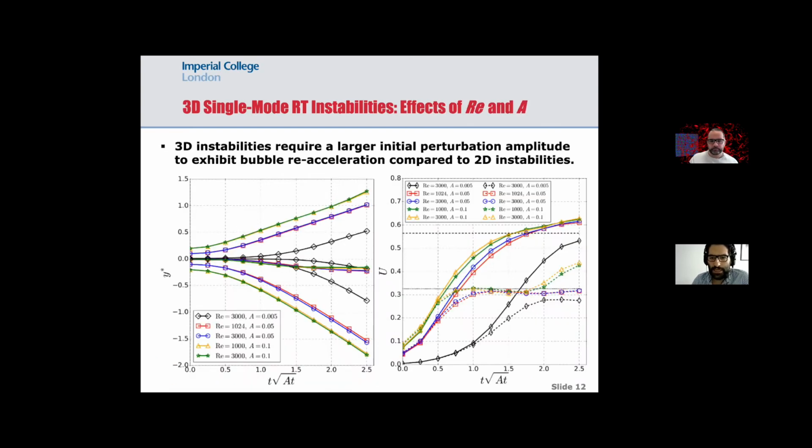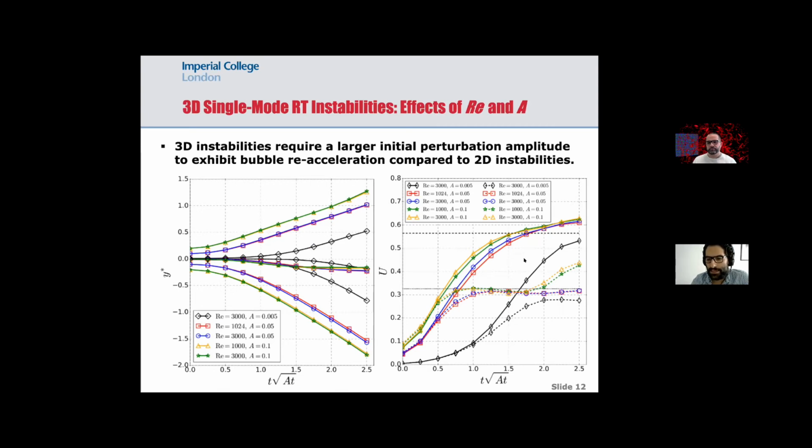Then we studied the effect of the Reynolds number and perturbation amplitude. And again, similarly to the 2D cases, we realized that changing the Reynolds number doesn't really change the penetration length of the spike and bubble or the velocities. But the perturbation amplitude has a significant effect. And as you see, if you have a very small perturbation amplitude, then this black line here doesn't even grow exponentially like the other two.